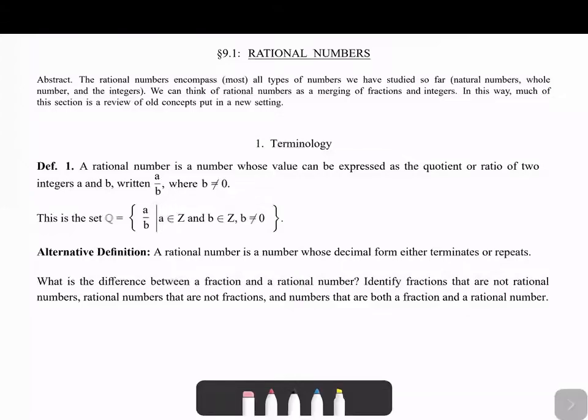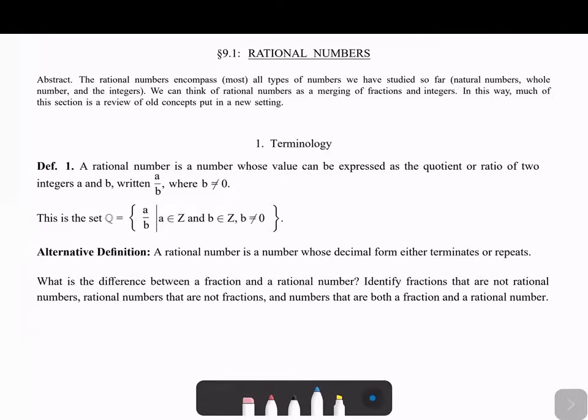Hi everyone, this is the first video for section 9.1 on rational numbers. So rational numbers, we've talked about them before. Back in chapter 2, when we first started talking about sets, we talked about sets of numbers. And if you've noticed, so far in this course, we've essentially just been talking about those different sets of numbers.